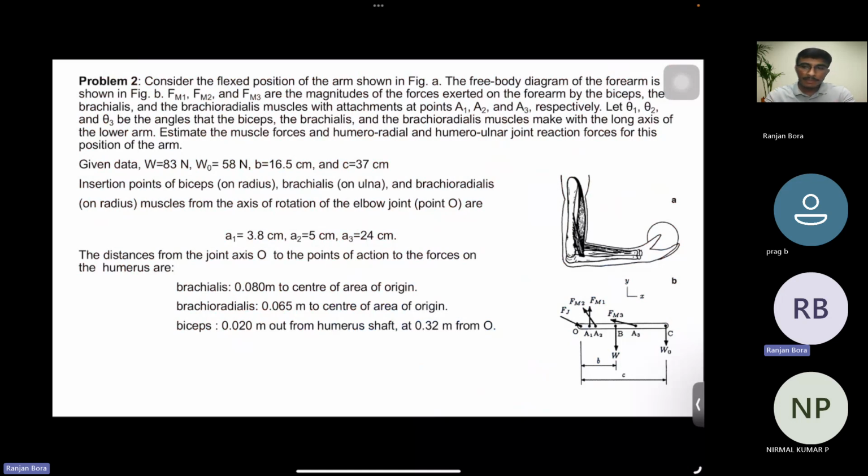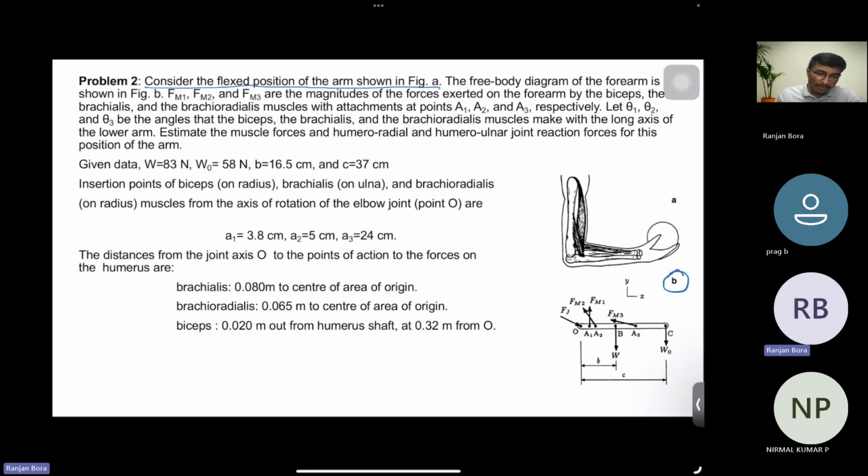This kind of problem is there in the slide. If you have gone through the lectures, then you can see the sir is solving similar problems in his slide also. So for your practice, I have taken this problem. In the question, it is given the flexed position of the arm, and the free body diagram is also given in figure B.